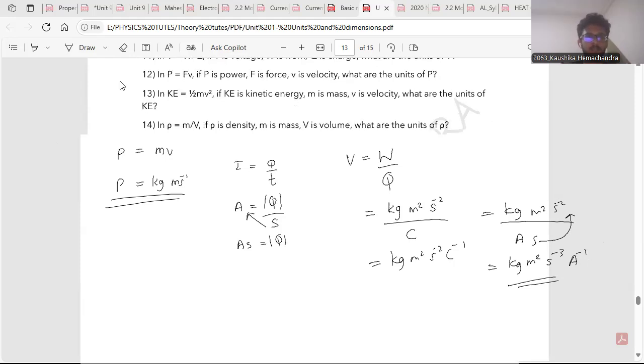12th one, P equals FV. P is power, F is force, and V is velocity. What are the units of P? So they're asking P directly. So force is kg m s^-2. V is velocity, m s^-1. So m into m becomes m squared. s to the power minus 2, s to the power minus 1 becomes s to the power minus 3. Minus 2 minus 1 is minus 3, no?